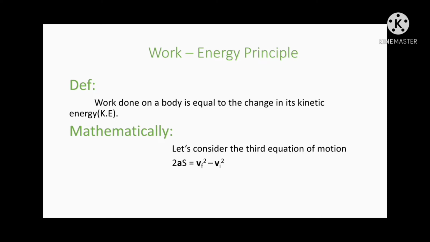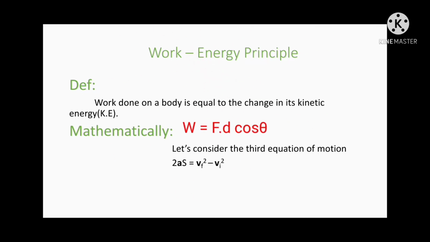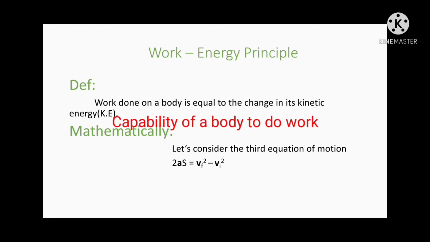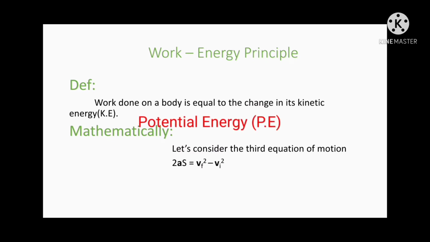In physics, work is defined as the dot product of force and displacement. So its formula is W = Fd cos theta, and energy is defined as the capability of a body to do work. And in physics, we usually employ the formula of potential energy to calculate the energy of a body, which is PE = mgh.